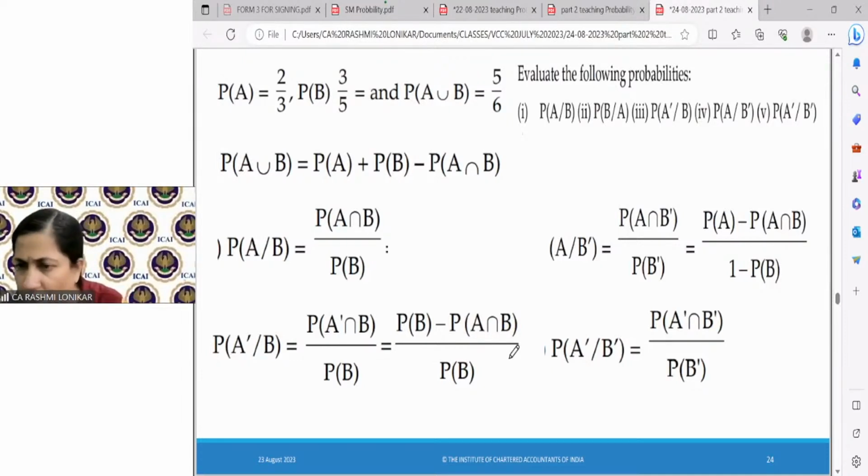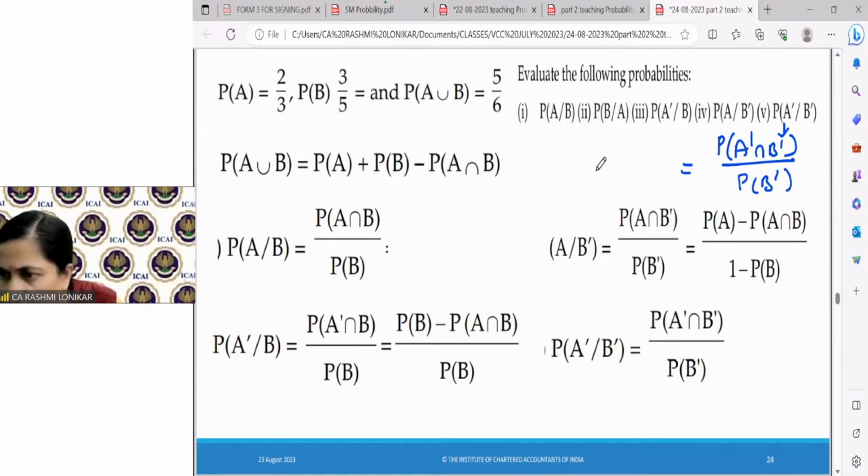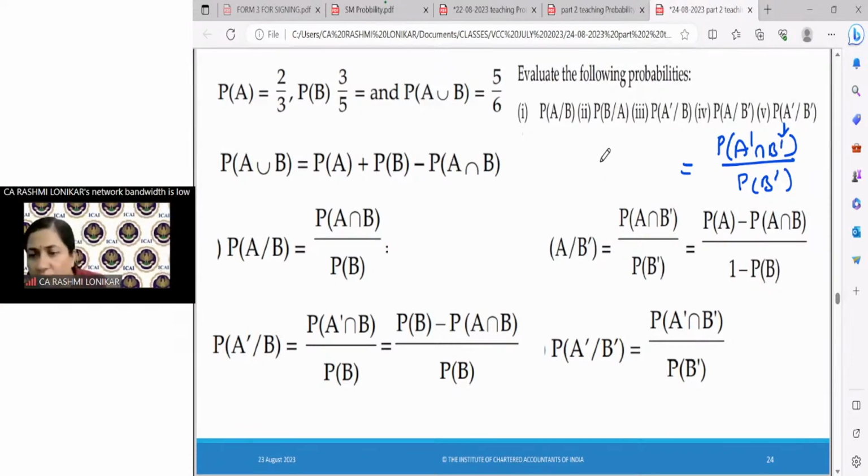And you can even have A dash, B dash, okay? For example, this will be equal to P of A dash intersection B dash upon P of B dash, okay? Now what will this be equal to? A dash intersection B dash will be equal to A union B dash. So this will be equal to P of A union B dash, upon 1 minus PB. P of B dash will be 1 minus PB.